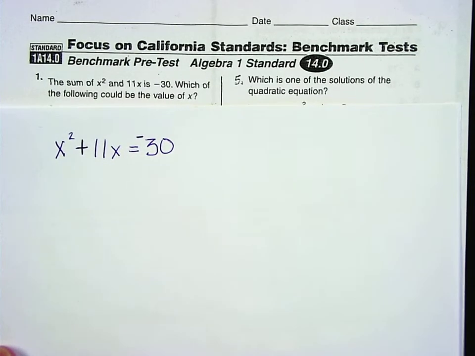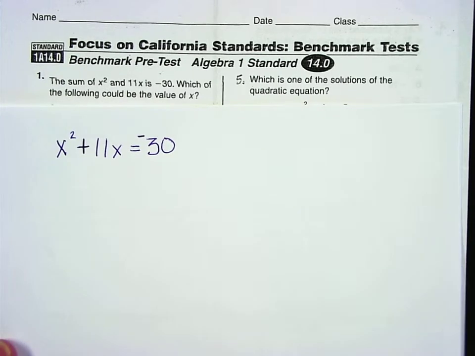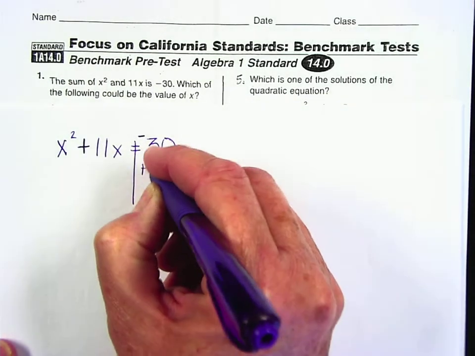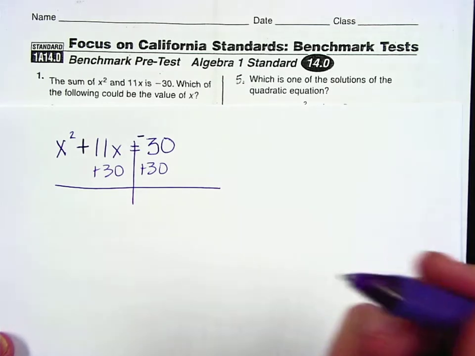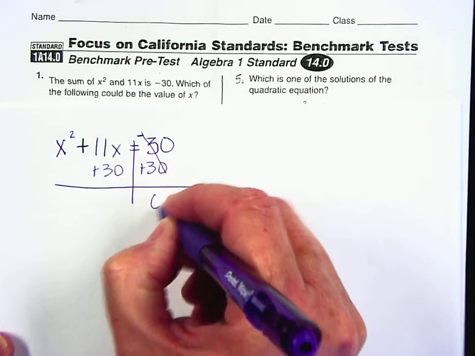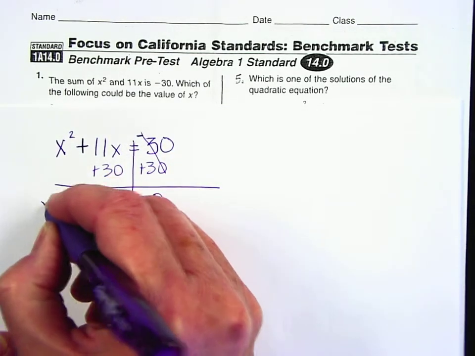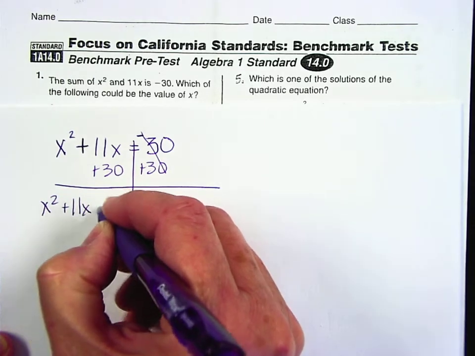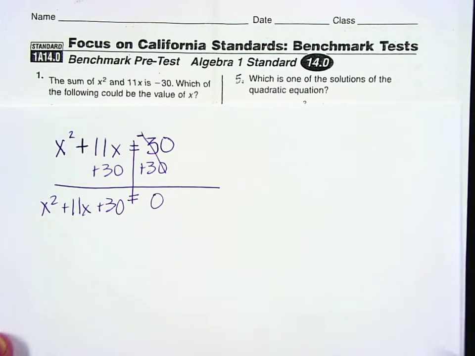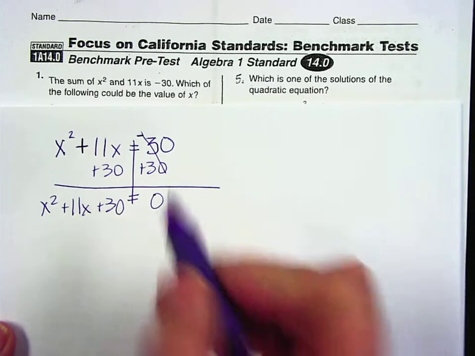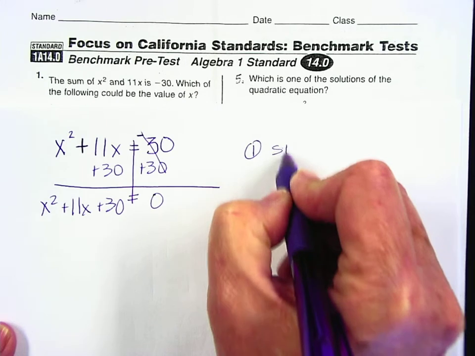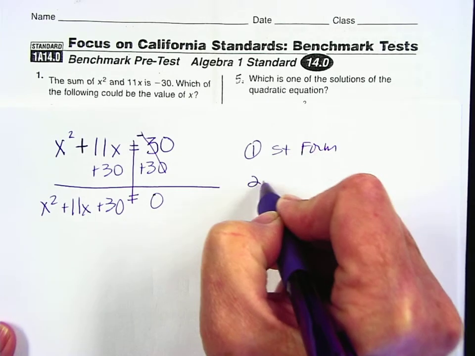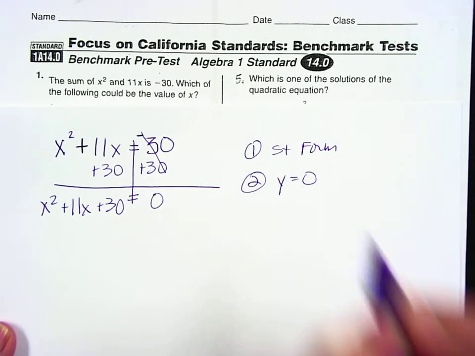Now, if we are going to solve this by factoring, the first thing we have to do is get it in standard form. So I'm going to add 30 to both sides. And when I do that, I get 0 here. And on this side, I get x squared plus 11x plus 30 equals 0. So I got it in standard form, and I made y equal 0, which is step 2. Step 1, standard form. Step 2, y equals 0.